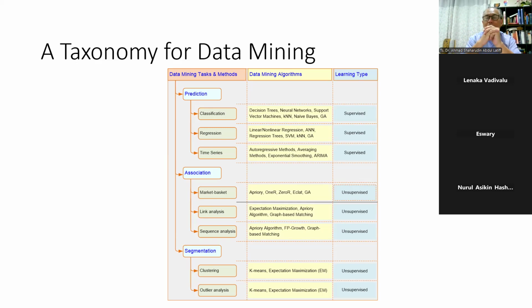There are a number of algorithms. I put some there: decision tree, neural network, support vector machine, K nearest neighbor, naive Bayes, and genetic algorithm, GA. These are some of the data mining algorithms. Prediction is where, if this happens, what will happen in the future?